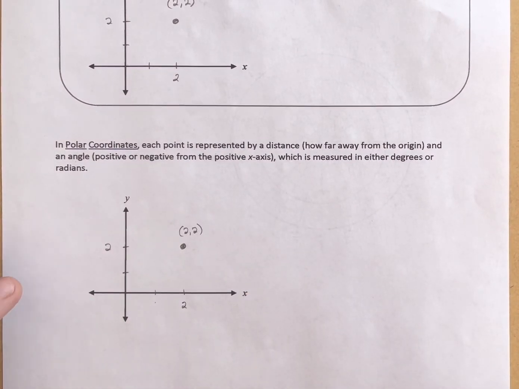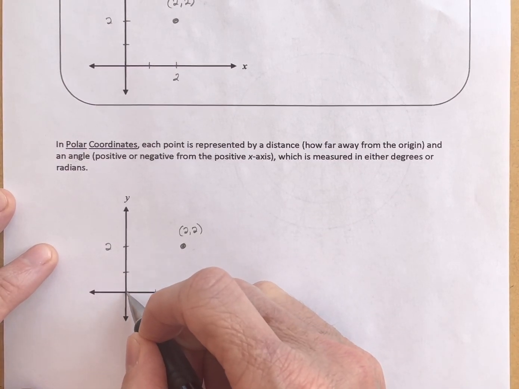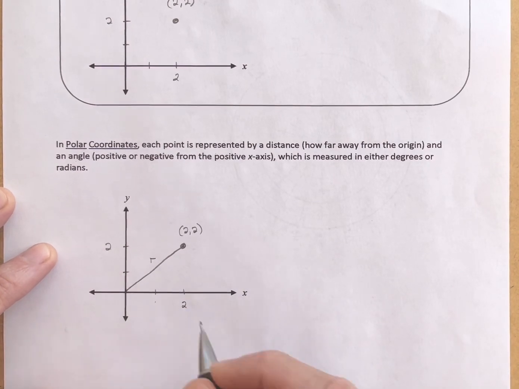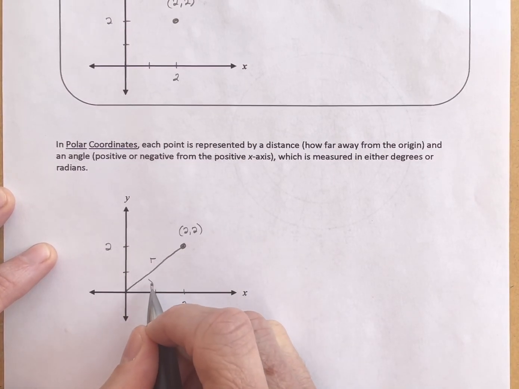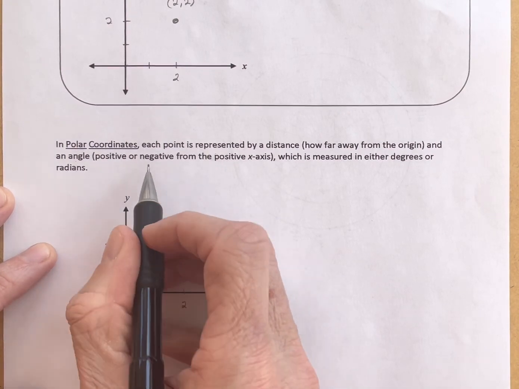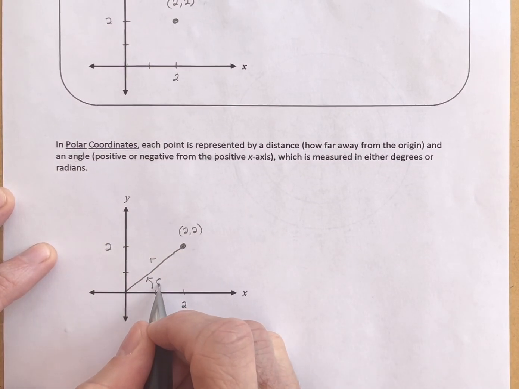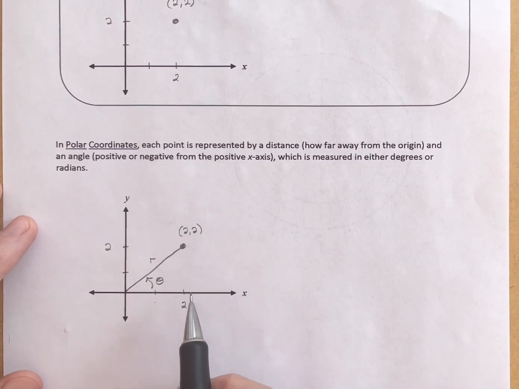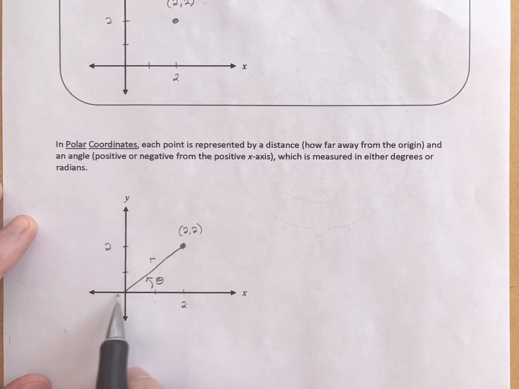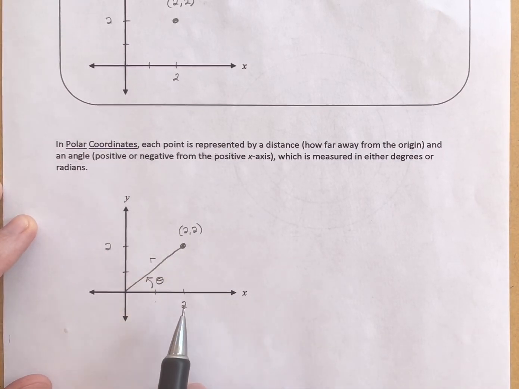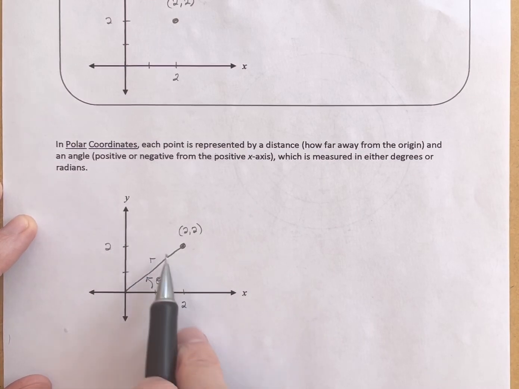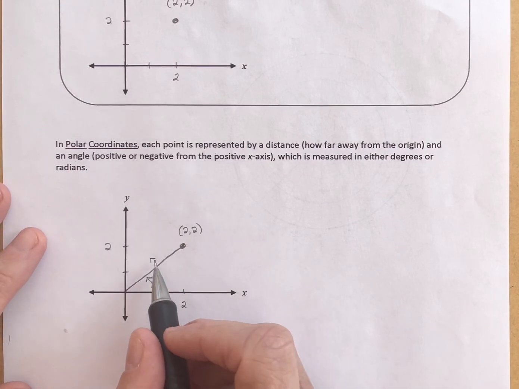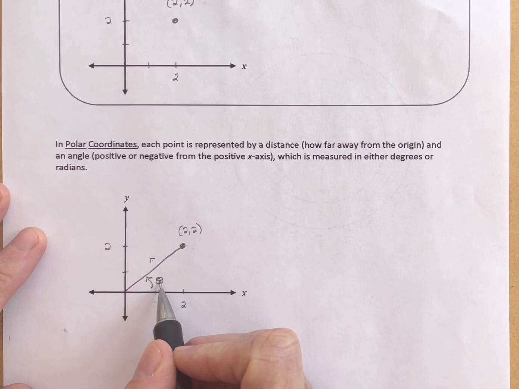In polar, we want to know the distance away from the origin, which we're going to label r. And we want to know the angle, positive or negative, from the positive x-axis, and that is theta. So rectangular says go right or left, and then up or down. Polar says find the angle and then go out to get to the point. So let's take a look. What are r and theta in this simple example?